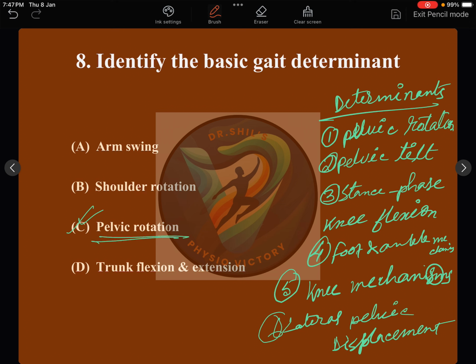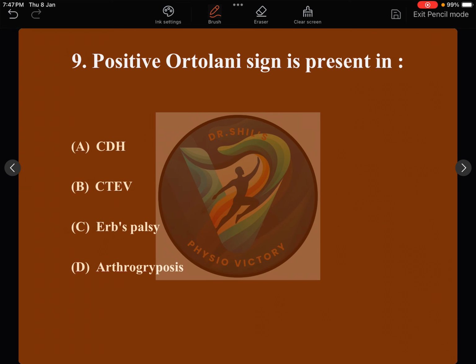Next, come to question number 9. Positive Ortolani sign is present in option A, CDH, option B, CTEV, option C, Erb's palsy, option D, arthrogryposis. Here, the correct answer is CDH. Ortolani and Barlow's tests are basically used for CDH.